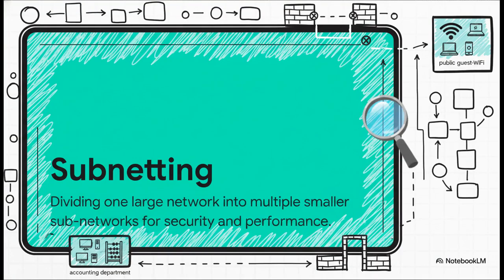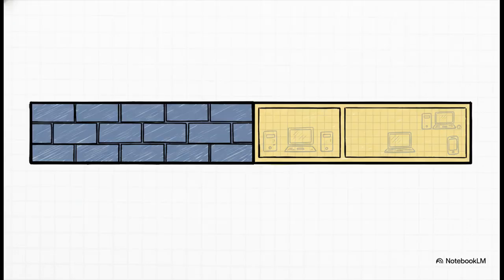You definitely don't want the computers in the accounting department talking directly to the devices on the public guest Wi-Fi in the lobby. Subnetting lets you build those digital walls. It's like taking a big open-plan office and creating private offices and secure meeting rooms. It keeps traffic separate, boosts security, and just makes the whole thing run better. So, how do we build these walls?